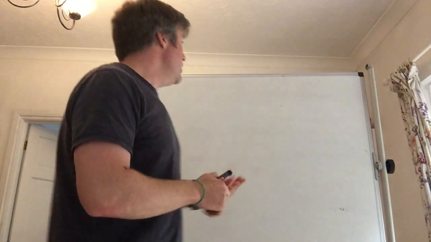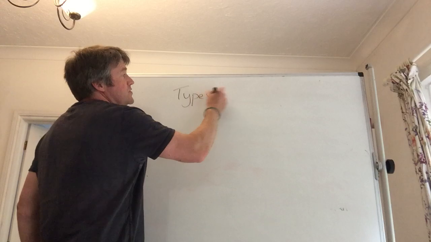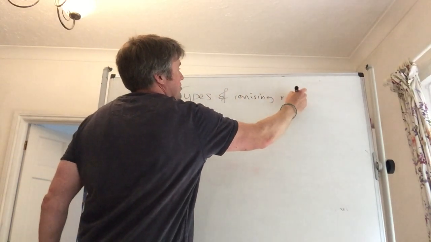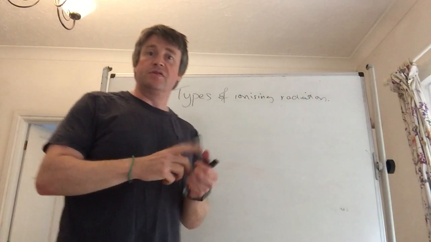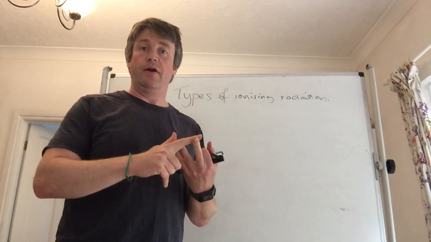Okay, right, this video is going to be on types of ionising radiation. There are three types of ionising radiation we need to know about: alpha, beta, gamma.